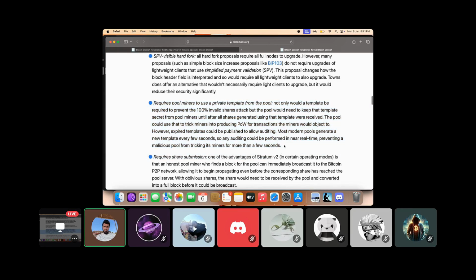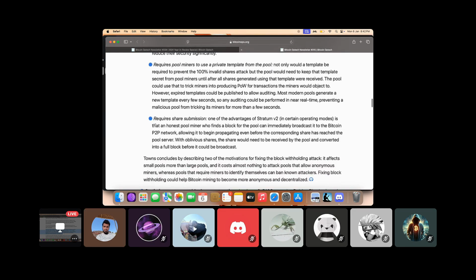Okay. The second mitigation would be that the pool creates a template and the pool keeps it private. Okay. The pool will create a template, but the pool will not share it with the miners. So the miner will not even know what template they're mining. So they cannot hide the share when it's valid and not hide the share when it's invalid, right?